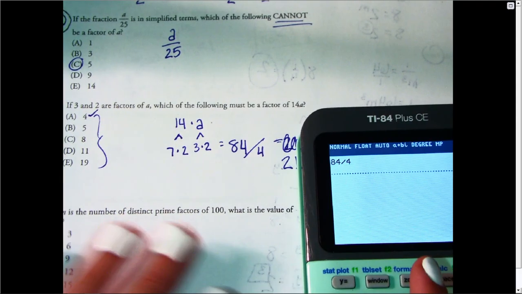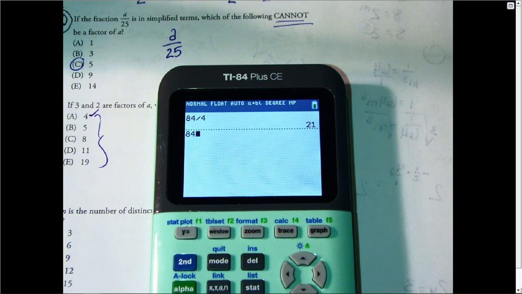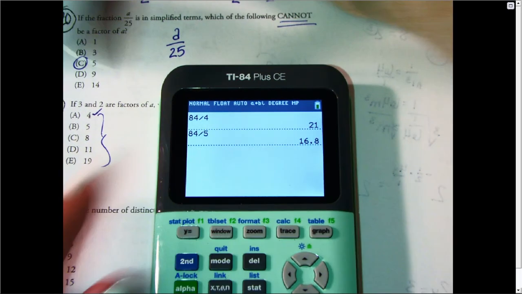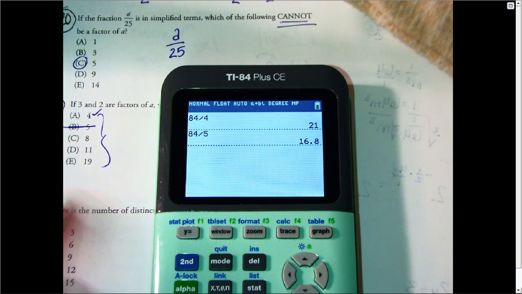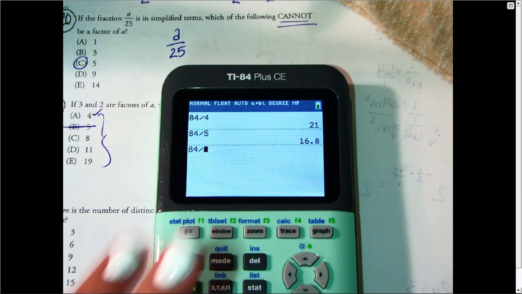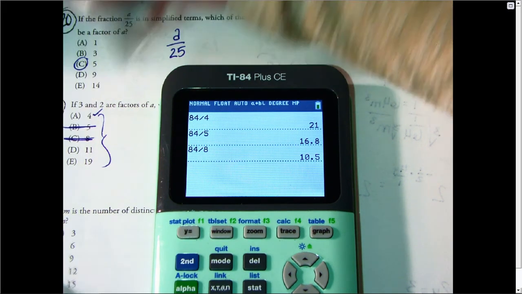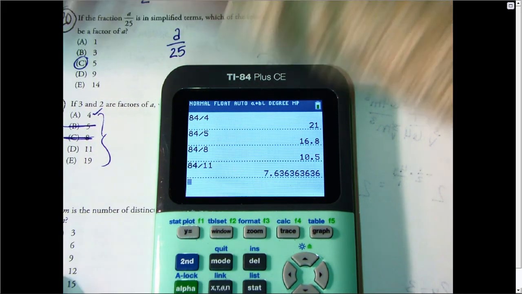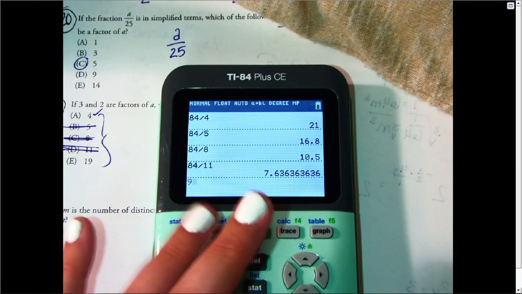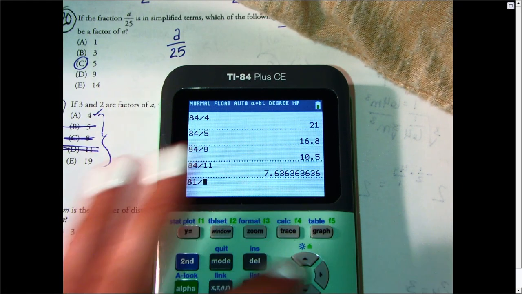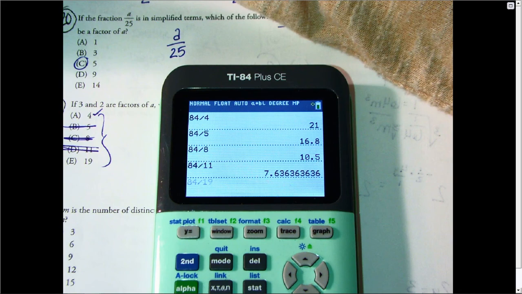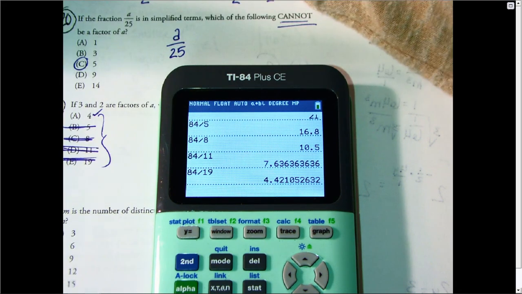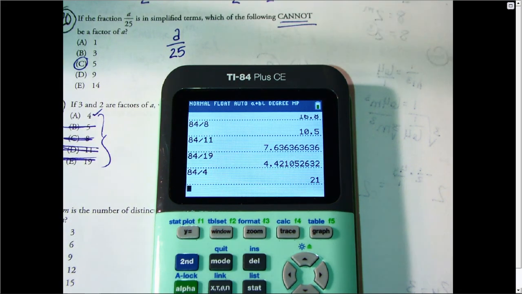If I were to continue this trend with the other numbers, 84 divided by 5, I get a decimal. Can't be a factor. 84 divided by 8, decimal. 84 divided by 11, decimal. 84 divided by 19, decimal. The only one that does not give me a decimal is 84 divided by 4.